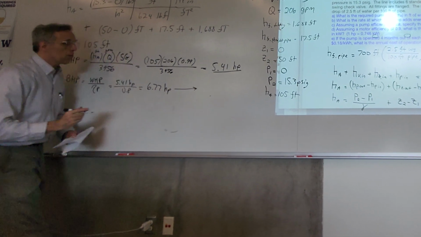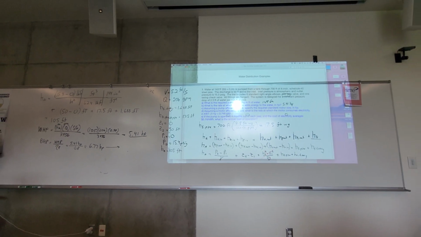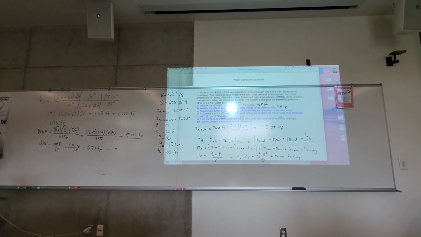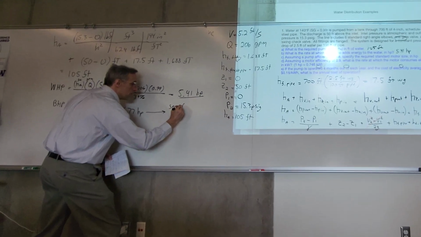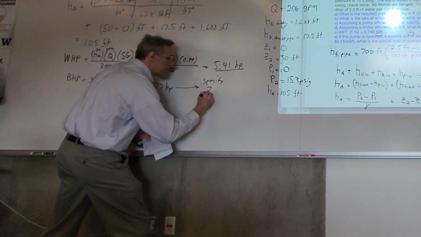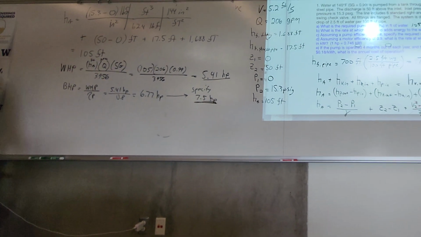And then here's where we need to be careful. We need to do this with our fan as well. Don't just stop and say, oh, I need a 6.77 horsepower motor, because motors don't come in that size. You have to go to the standard size, and there is a little table in the notes that gives you the standard horsepower sizes. And the next one up will be 7.5. So we want to specify a 7.5 horsepower standard motor. Okay? And it gives us a little wiggle room.